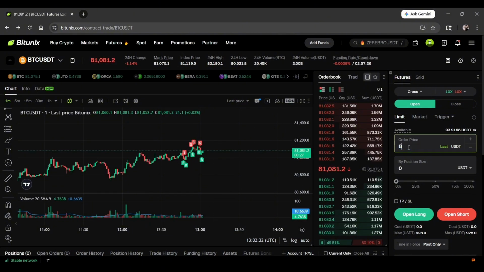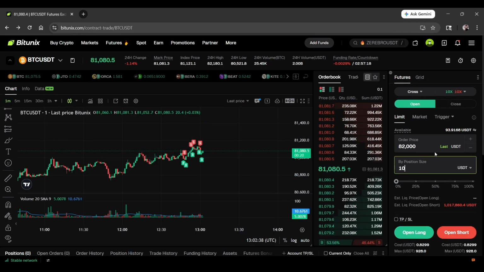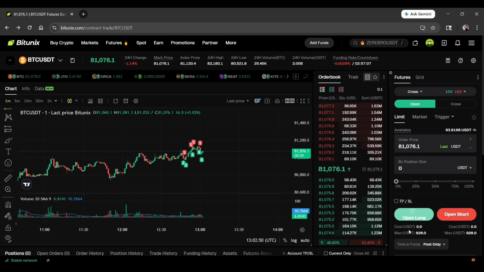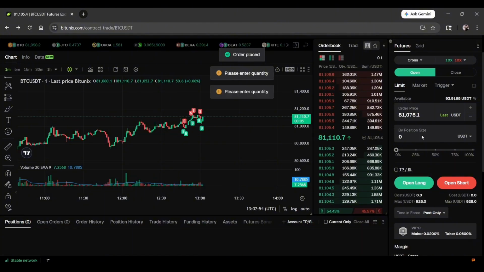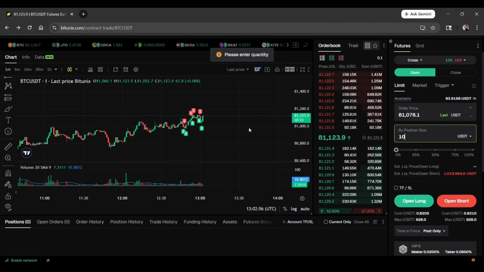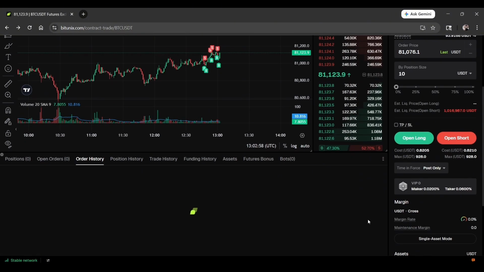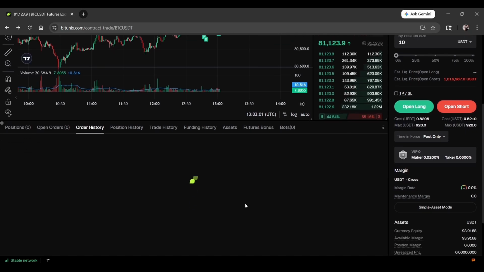But if let's say I select a significantly, like an obviously higher price, I'm trying to buy at 82,000 when the price is 81,000. If I click open long, it's just not going to go through. You can see here. Okay, let's say I make it higher. Yeah, it's not going to go through. It's going to cancel. I don't actually know if it's going to show in the order history that it canceled. Let's take a look.